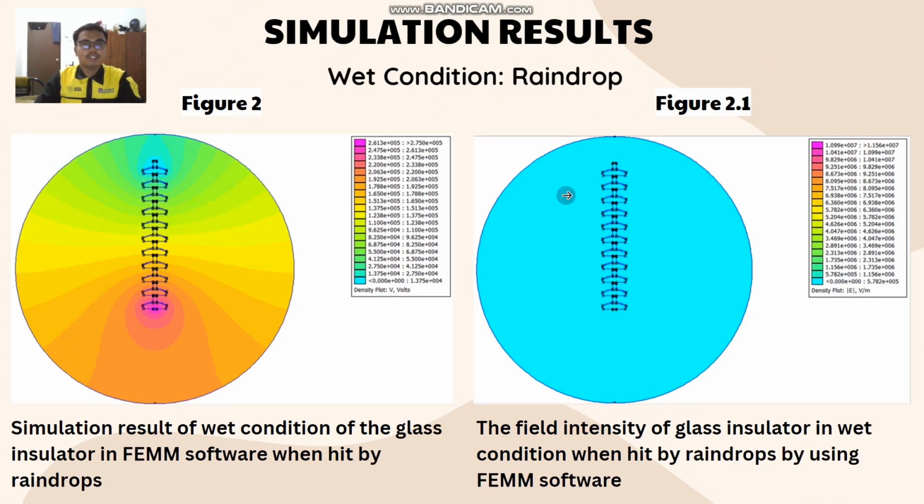Next is the wet condition, which is raindrop. Figure 2 is the simulation result of the wet condition of the glass insulator in FEMM software when hit by raindrop, so this is during a raining day. Then figure 2.1 is the field intensity of the glass insulator in wet conditions. The blue region is the field intensity.